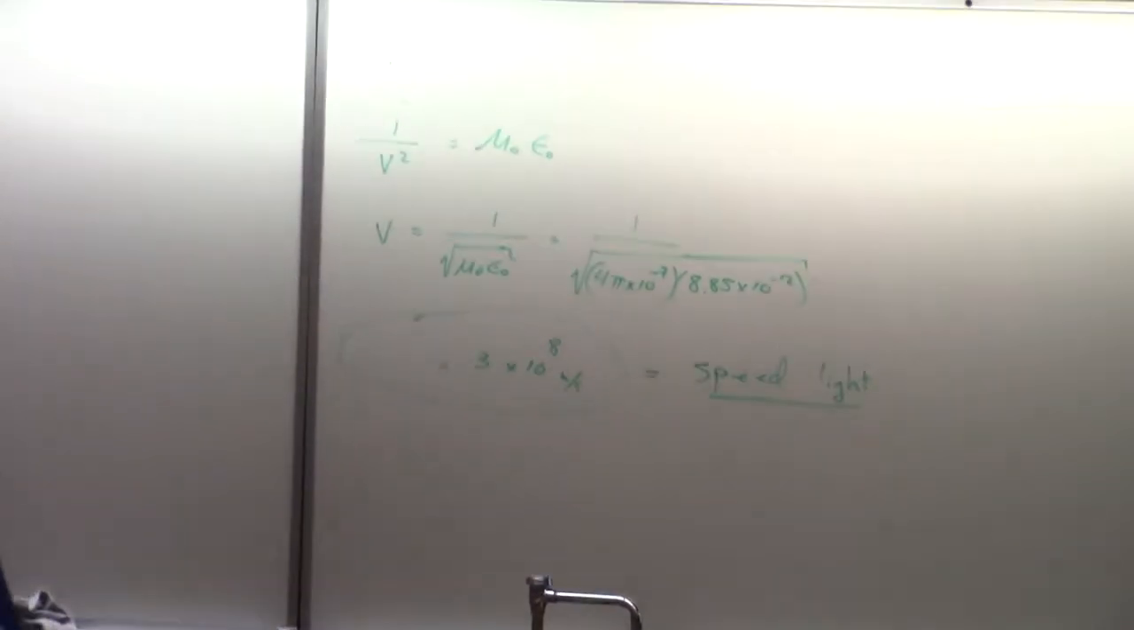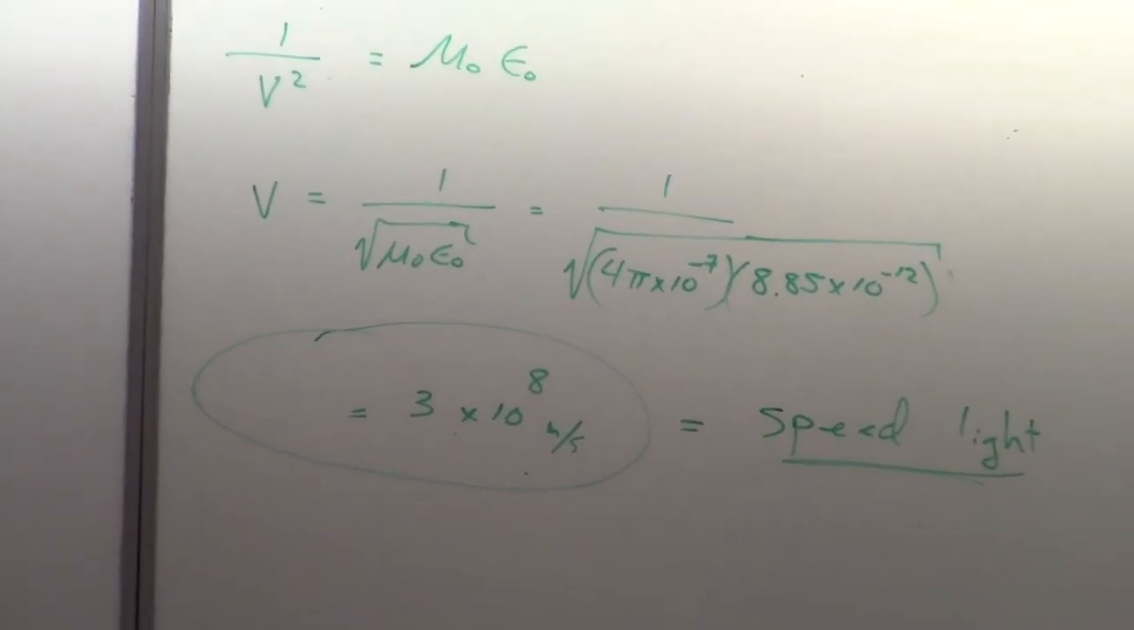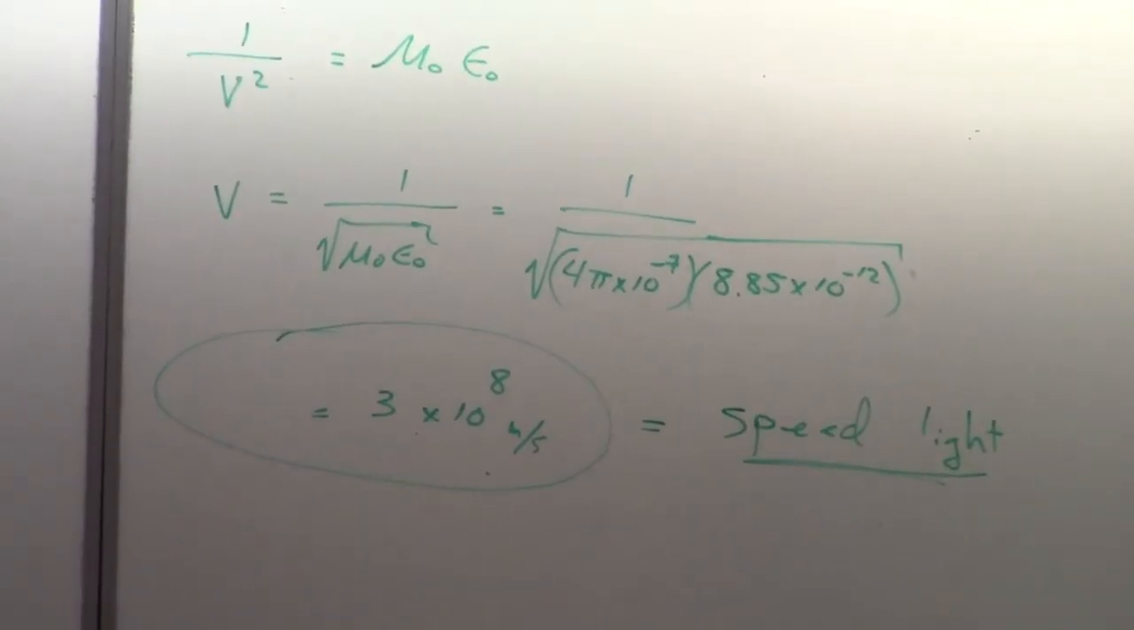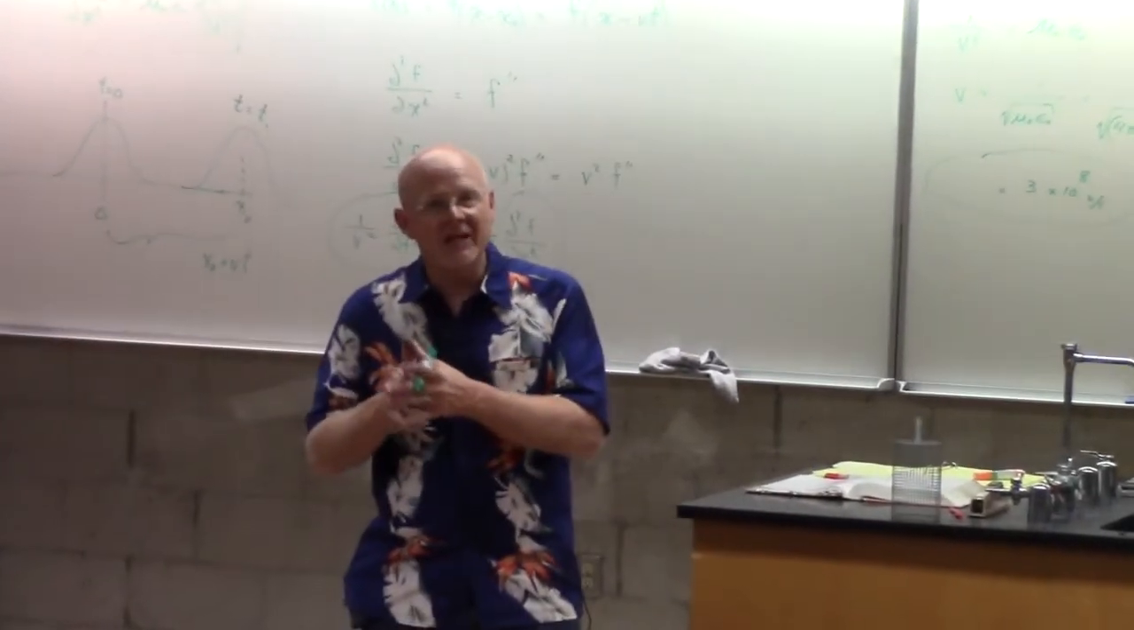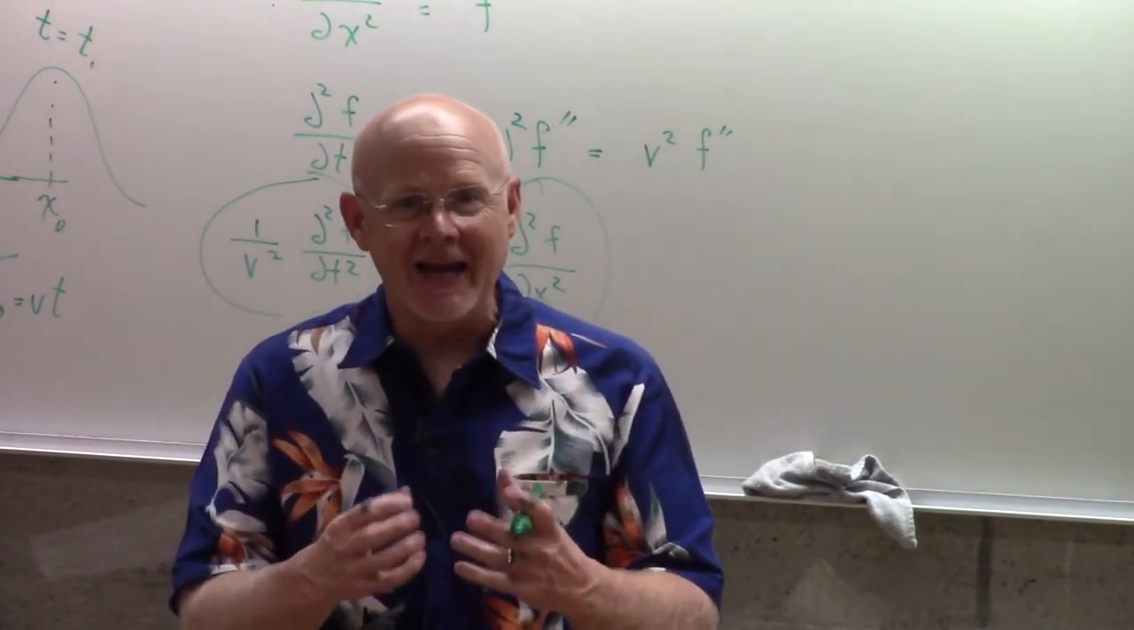And of course, why Maxwell got excited is he said, and really for the first time in history now, we now have a deeper understanding of our optics. What is light? Light is an electromagnetic wave.